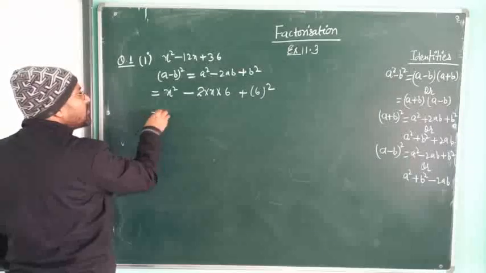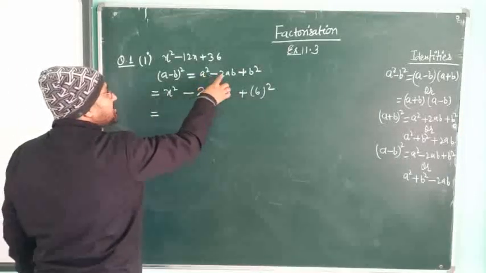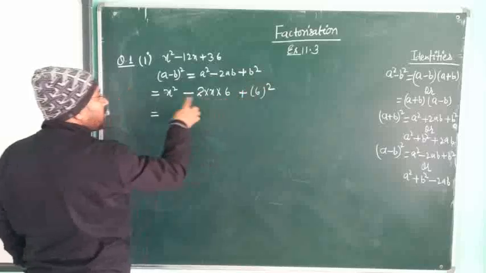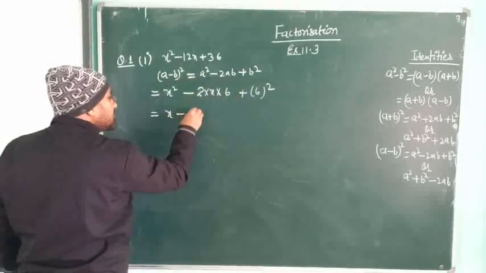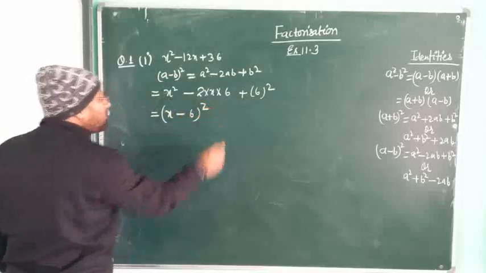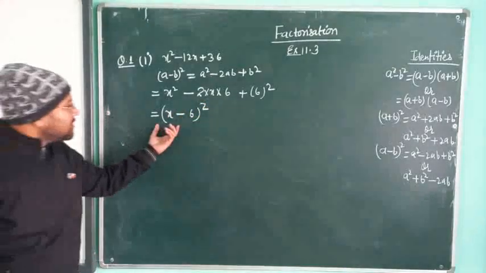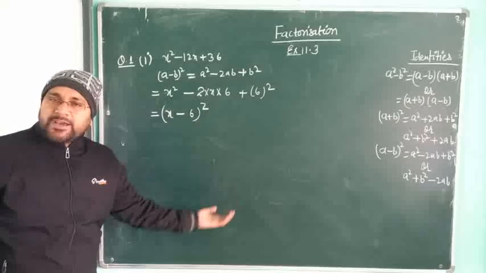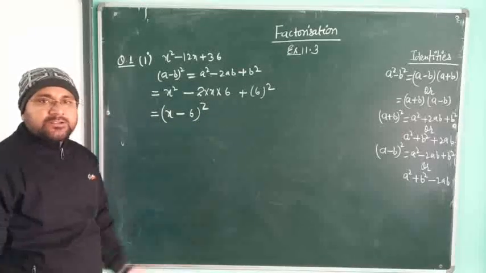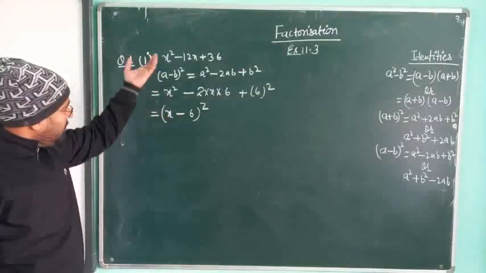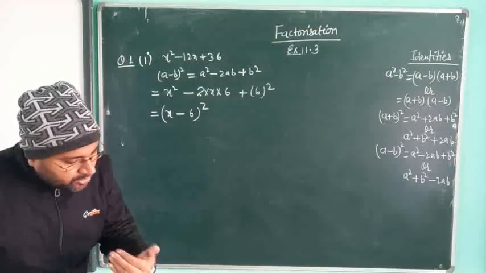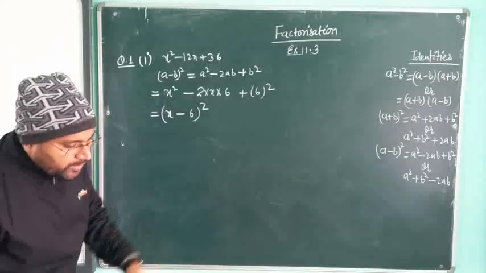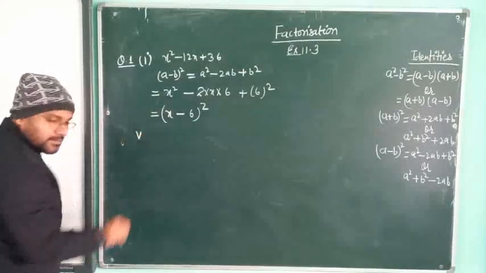So now we compare with the identity a square minus 2ab plus b square. a is x and b is 6. So x minus 6 whole square. So this is our solution. x minus 6 and x minus 6 are the factors of this expression. Just similarly, you can make other questions also. I can do one more, the fifth one.